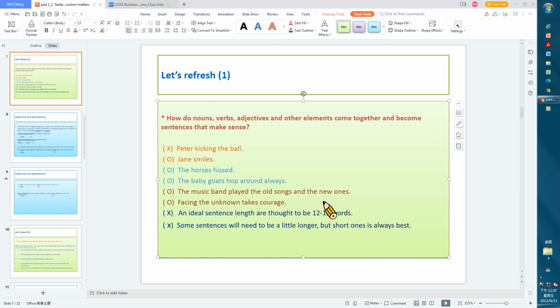Number 6. Facing the unknown takes courage. Number 7. An ideal sentence lengths are thought to be 12 to 15 words. Number 8. Some sentences will need to be a little longer, but short ones is always best.